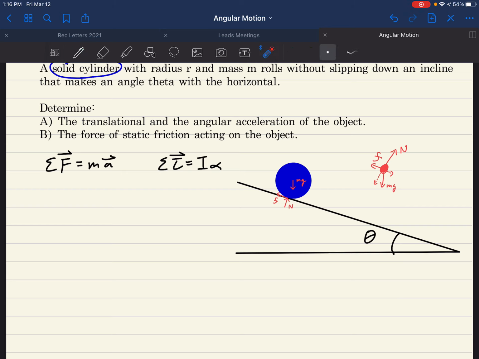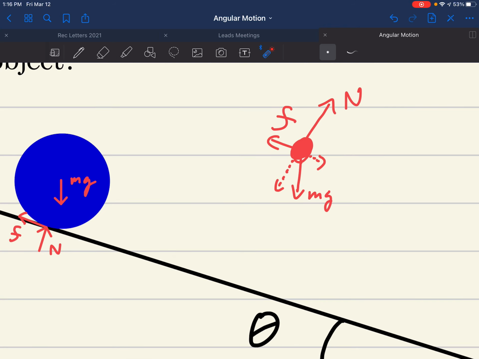So let's start with Newton's second law for translational motion. For that, we would have a force down the incline. There's going to be no net force in the direction perpendicular to the incline, but there is net force in the direction parallel to the incline. That net force parallel to the incline is going to have an mg sine theta going down the incline. That's this component. And then there's going to be friction pointing up the incline.